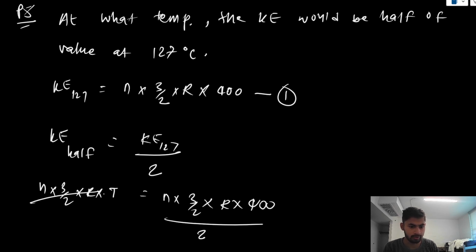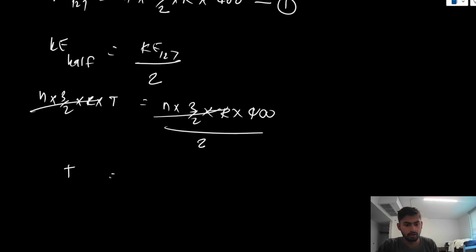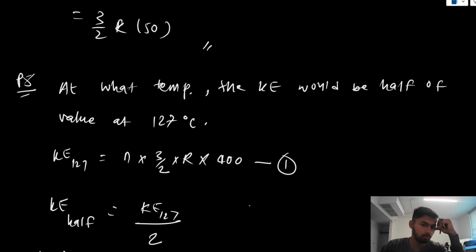And if we cancel these things out, then T would be 400 by 2, which is 200 kelvins. So what the problem was asking is at what temperature the kinetic energy, not the temperature, the kinetic energy would be half of the value at 127 degrees Celsius.